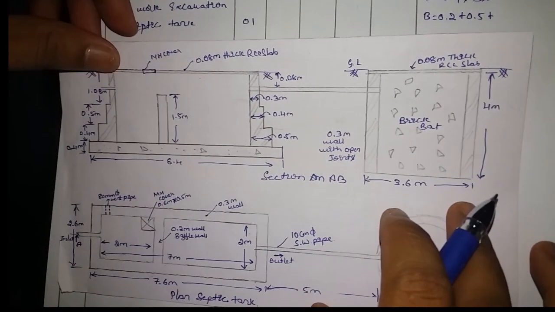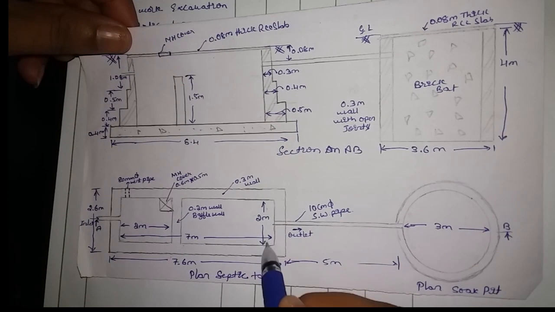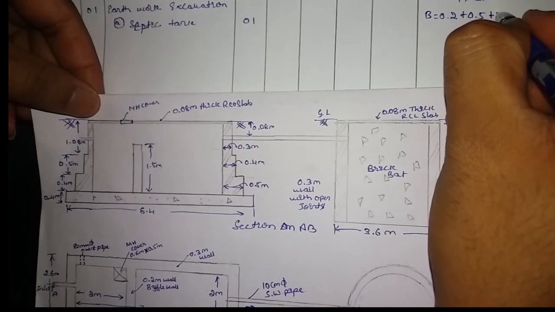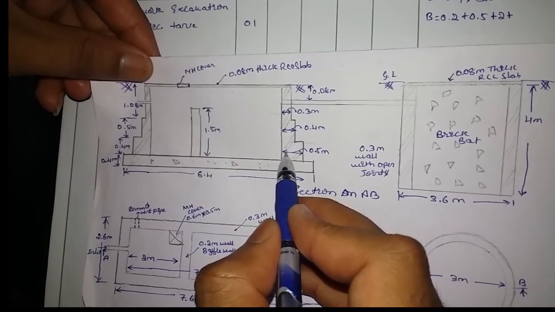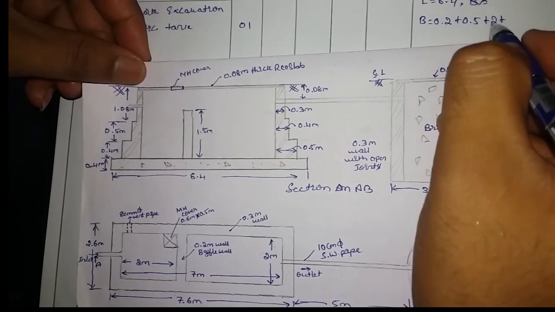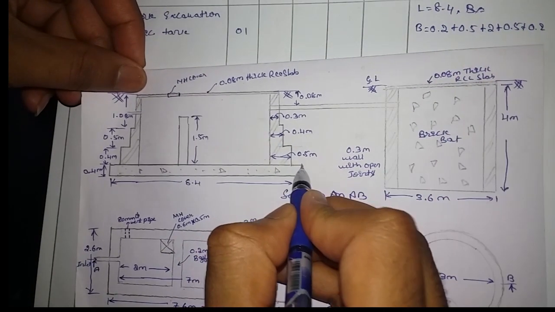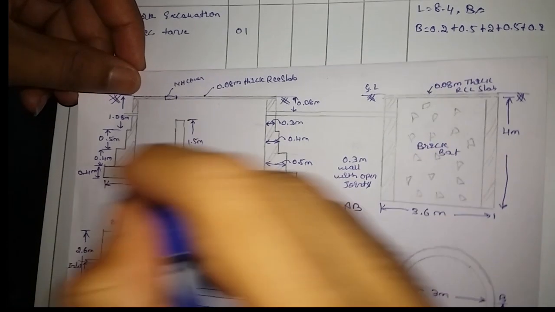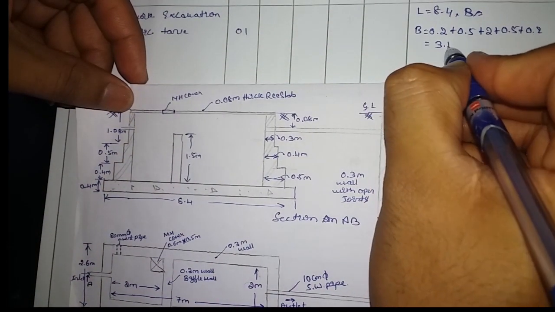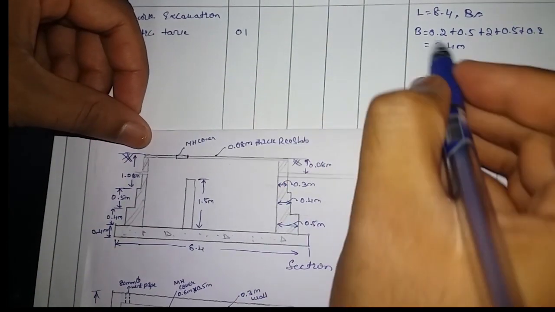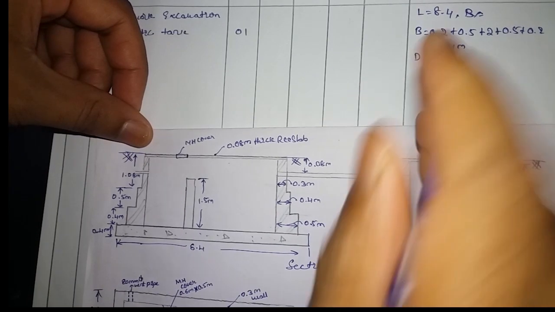Now which one is the breadth? So breadth is this one. 2 meter is your breadth. Now I will put here 2 meter, plus again 0.5, so I will mention here 0.5, then plus 0.2, this distance, right? If I substitute that in a calculator, you will get 3.4 meter. This is your breadth. Okay, then we need to find out what is the depth.